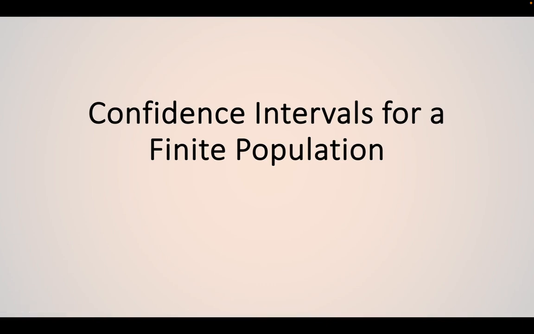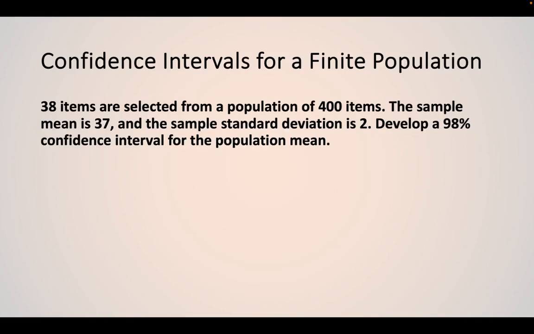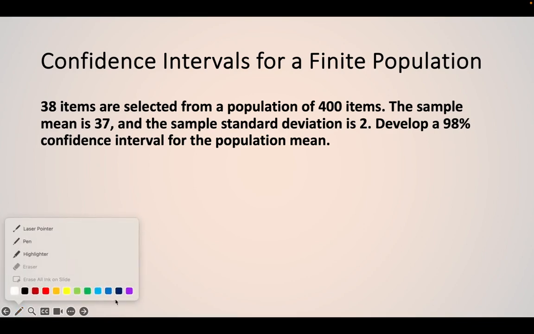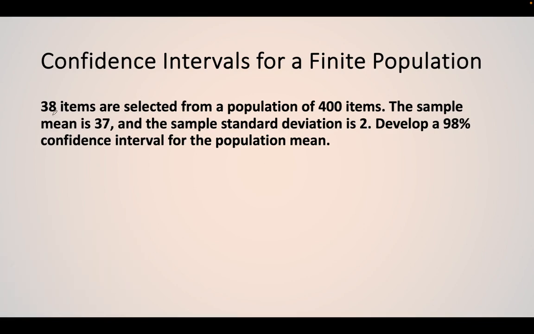In this video, we are going to talk about confidence interval for a finite population. Let's look at this question. The question says 38 items are selected from a population of 400 items. We have a sample of size 38, but this sample is selected from a population of 400 items.